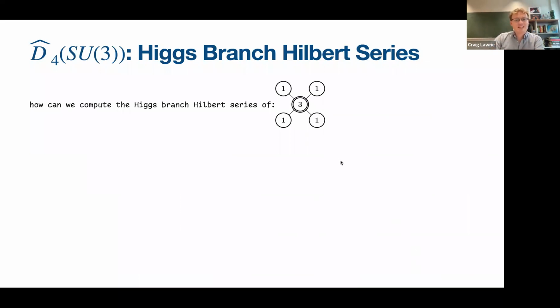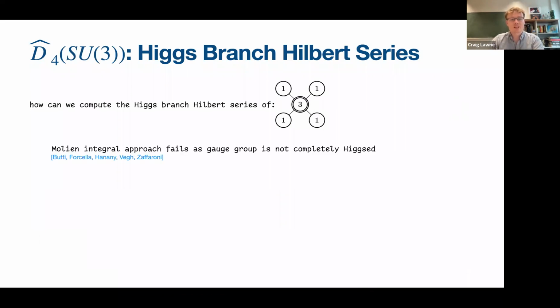So let me take now the 3D reduction of D4 hat SU3. That's this quiver here. It has 4 U1 nodes as flags and an SU3 node in the center. So how can we compute the Hilbert series of this thing? Well, the standard Molien integral approach fails because one assumption is that the gauge group is completely Higgsed, which in this case, we just saw it's not.